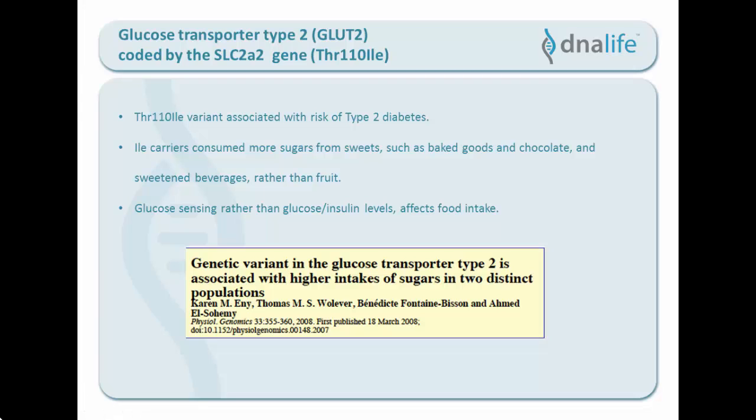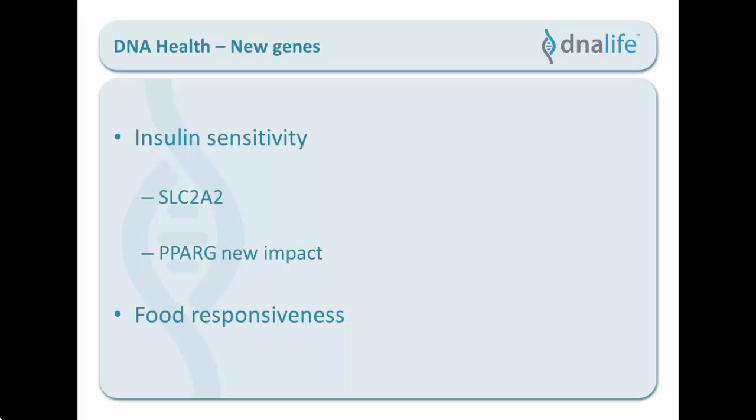So again, intervention in this case for the CT and TT individuals is to decrease total carbohydrate and especially refined carbohydrate intake, and then that may decrease or show better results for weight management. Okay, so those are the new genes in our DNA diet test.